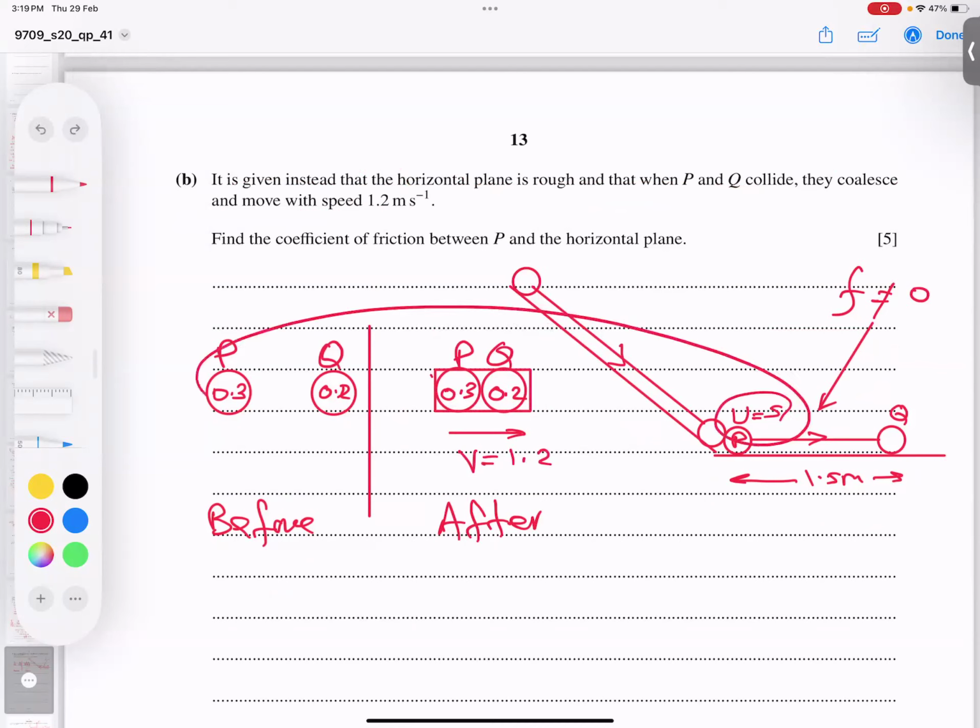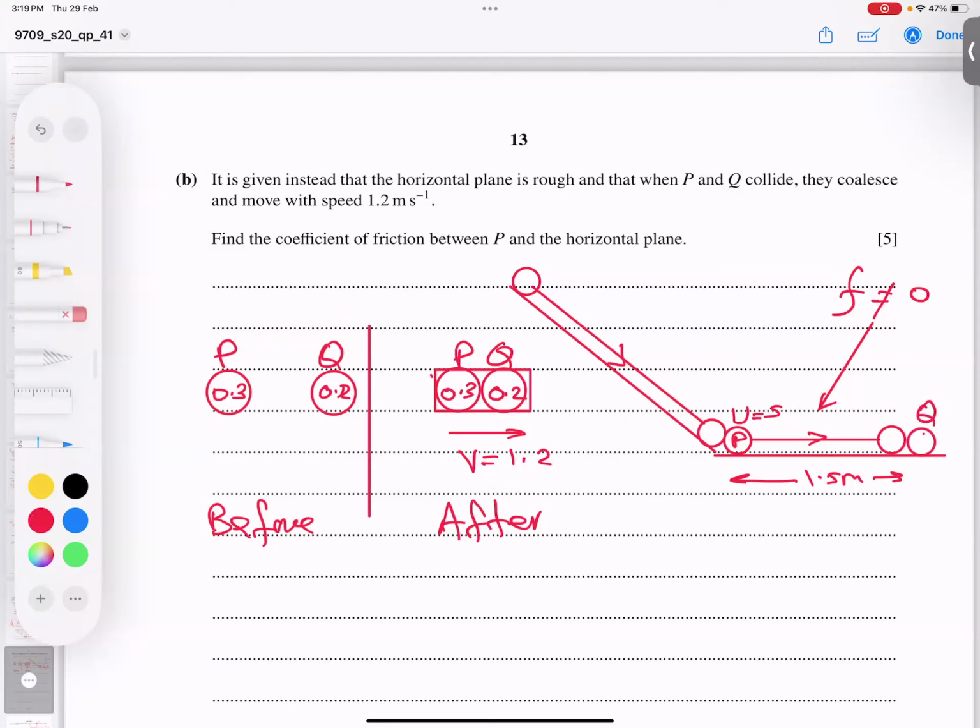Sorry for that, one minute please. He says a very clear situation here. Wait a minute. He said that instead, the horizontal plane is rough, yes, here, but just before hitting, for example, this is Q. This is Q.